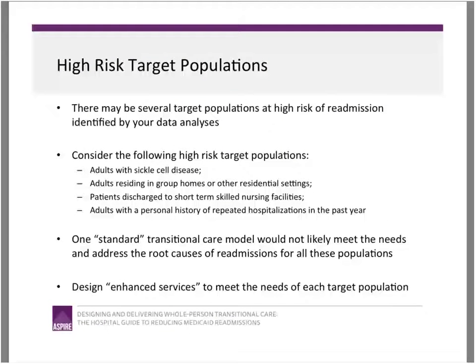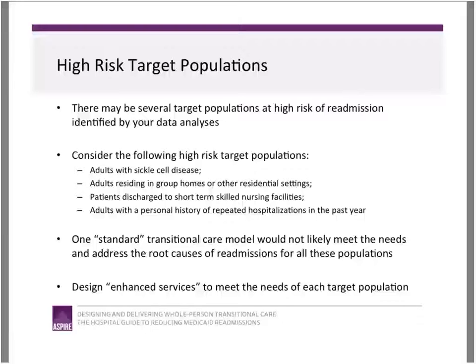So we've referenced high-risk target populations as the target population that would be candidates to receive enhanced transitional care services. And remembering back to the first webinar and the second webinar and the early parts of the guide, when we were encouraging you to identify the various high-risk patient groups at your hospital, remember that there may be several target populations at high risk of readmission identified through your data analysis.